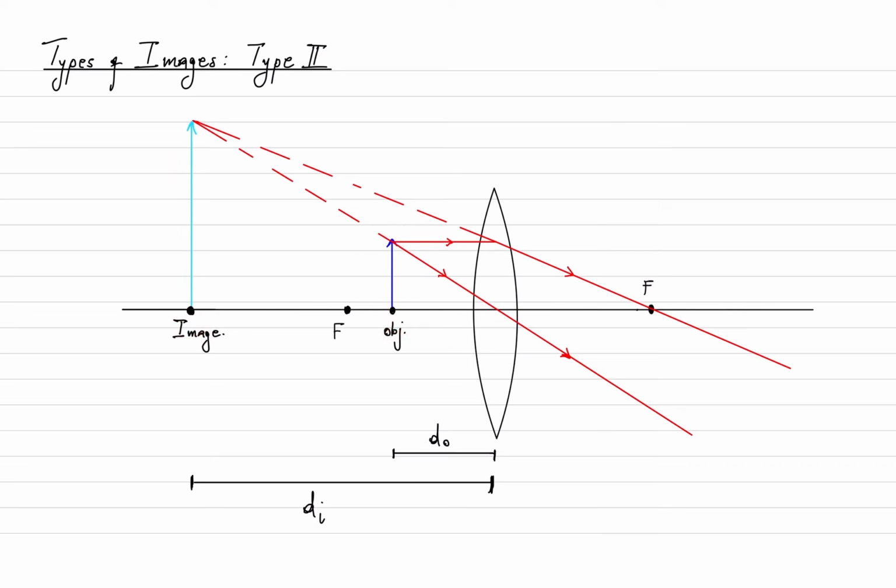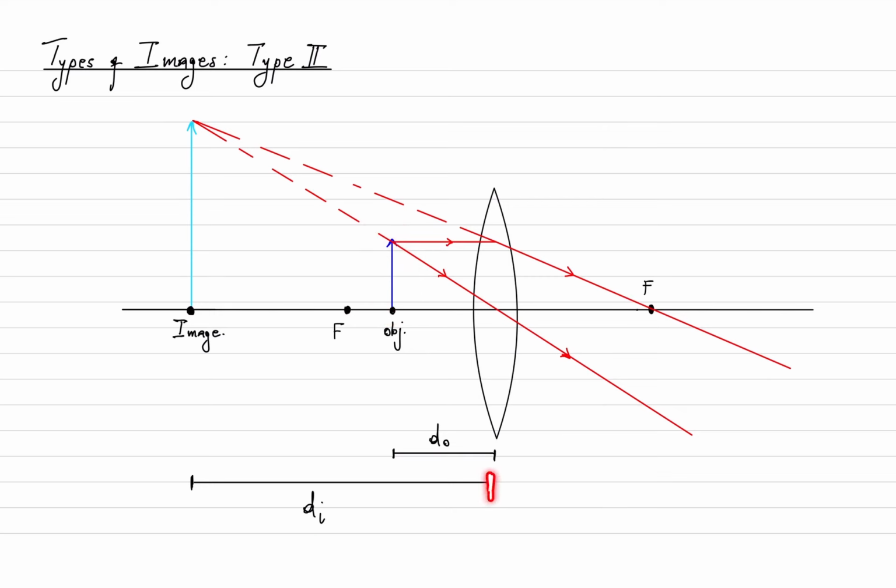It's located on the same side of the lens as the object is located, and also the size of the image is a lot larger than the object. So you can begin to understand that the magnification will therefore be positive. And in particular, it's going to be even larger than 1 because the size of the image is larger than that of the object.